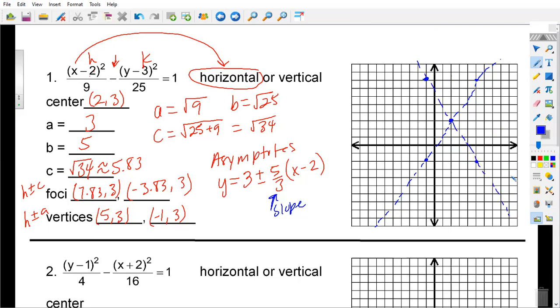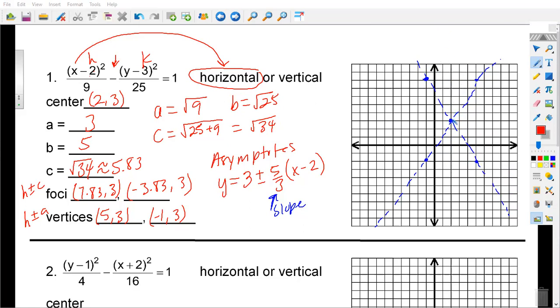Was that terrible? How hard is that? My rise over my run? I rise and I run.